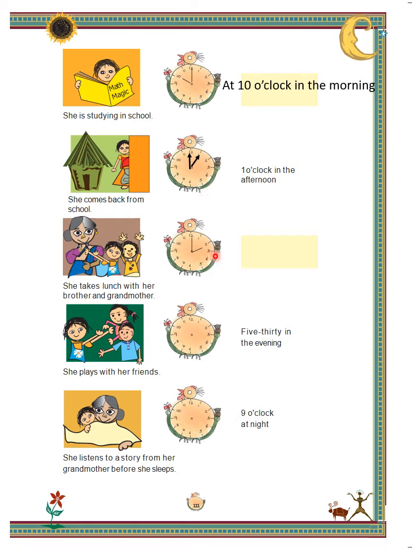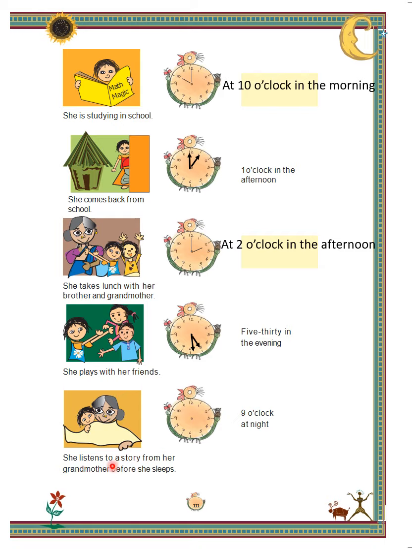When the small hand is on 2 and the bigger hand is on 12, she takes lunch. It means that she has her lunch at 2 o'clock in the afternoon. She plays with her friends at 5:30 in the evening. Draw the hour hand at 5 and the minute hand at 6, as we know that 30 minutes is shown at 6.